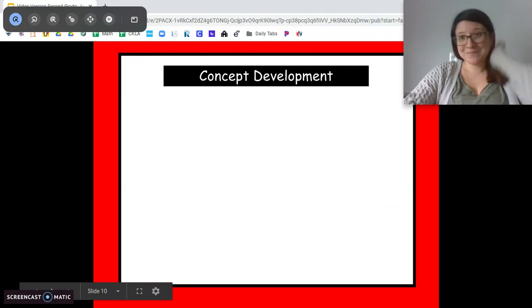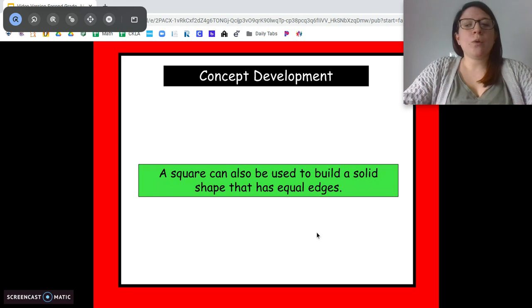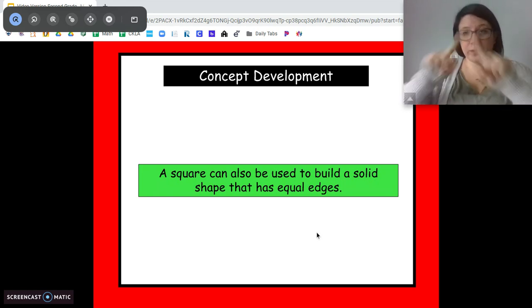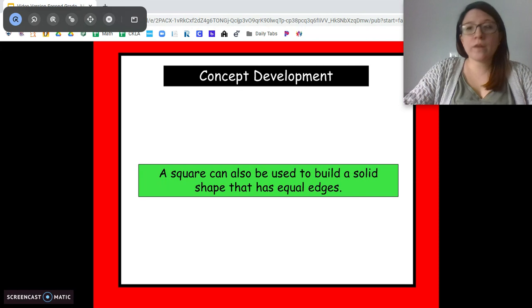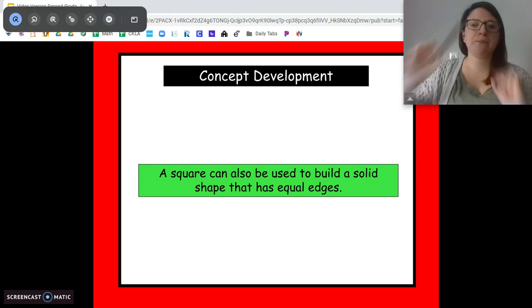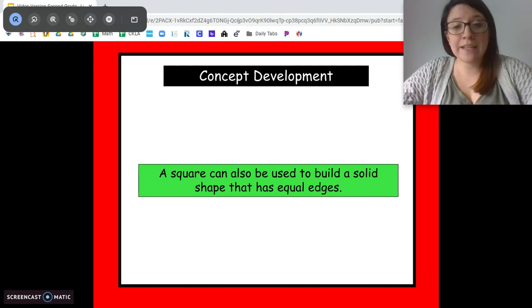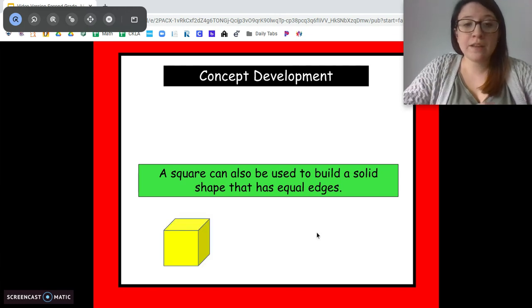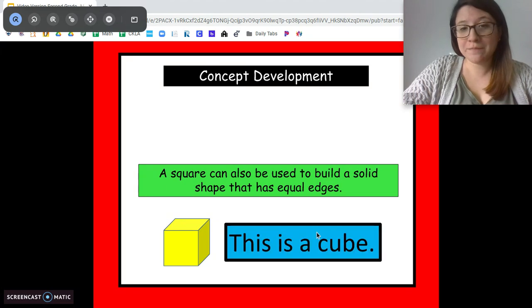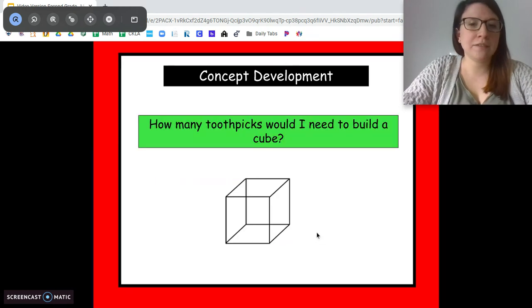All right. You ready? Let's start talking about cubes. So a square, as we know, has 4 equal sides, 4 square corners, right? A square can be used to build a solid shape that has equal edges. That solid shape is a cube. Thumbs up if you've ever seen a cube before. Yeah, we've seen a lot of them in our lives.